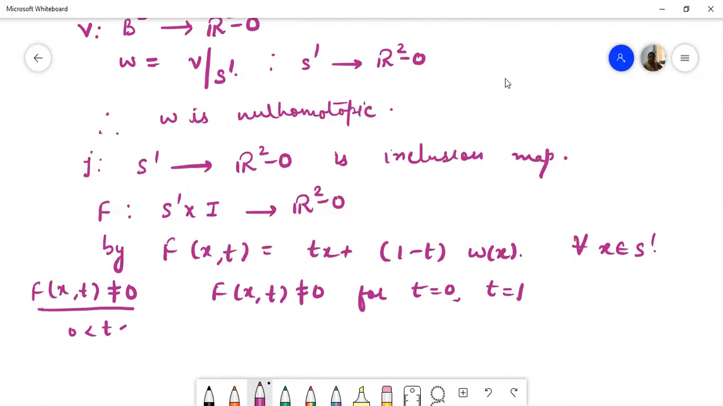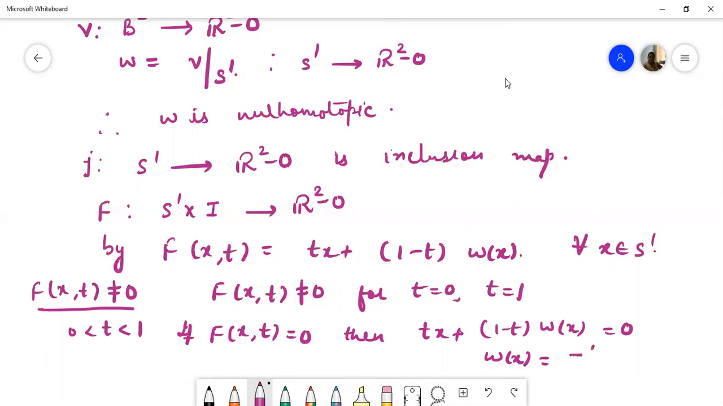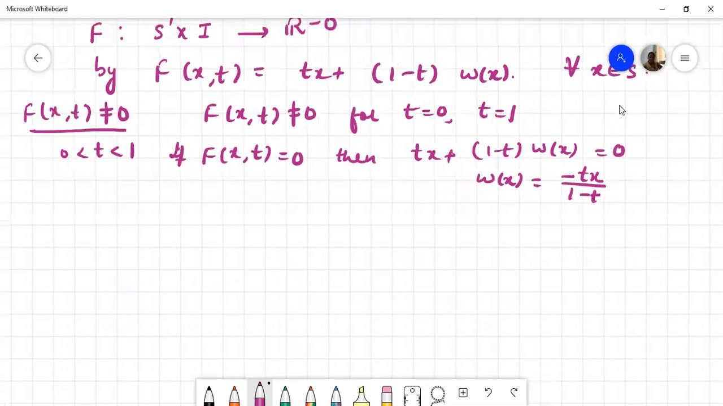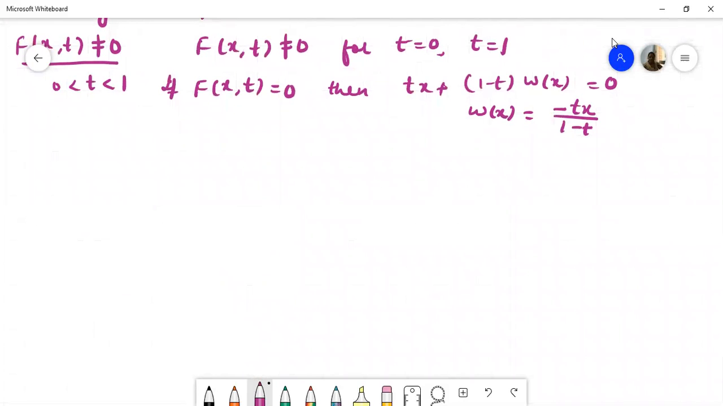But if t lies between 0 and 1, suppose f(x,t) is 0 for some t lying between 0 and 1. Then tx + (1 − t)w(x) = 0, which leads to w(x) = −tx/(1 − t). Now for any t in (0,1), −tx/(1 − t) is just a negative multiple of x. So we are saying if f(x,t) is 0, then w(x) is a negative multiple of x. But we are assuming that v is the vector field which points directly inwards at no point of S¹. That means there is no point of S¹ where it points directly inwards, so w(x) cannot be a negative multiple of x. So this is a contradiction.